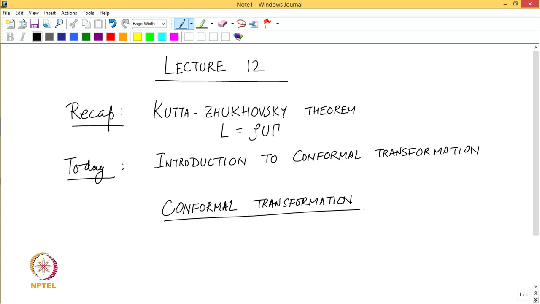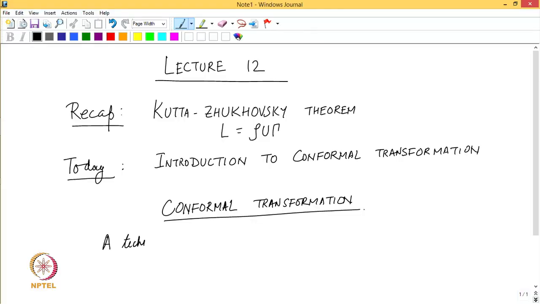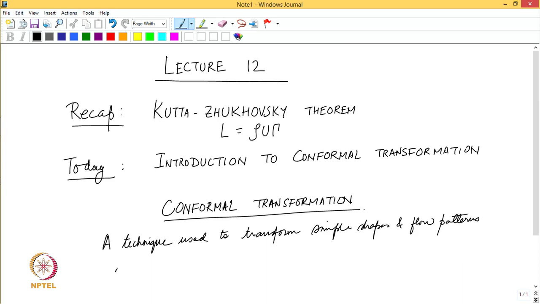And what is conformal transformation, first of all? So, this is a technique which is used to transform simple shapes or flow patterns into much more complicated ones and vice versa. So, it can even be that we can go from a more complicated problem to a simpler one, but essentially it is more commonly used where we have a simple solution or a simple problem, and we want to use that to derive a solution to a much more complex problem.